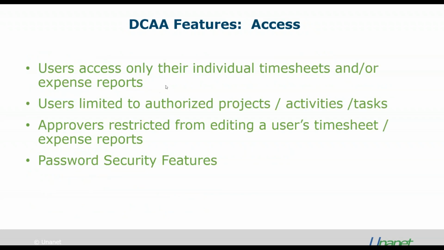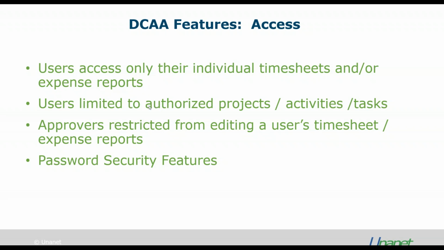Some of the other things that, of course, are required in the Unanet, in the DCAA environment, are ensuring that users are only able to access their own data unless specifically given authorization to do so, as documented in a process and granted by an administrator.